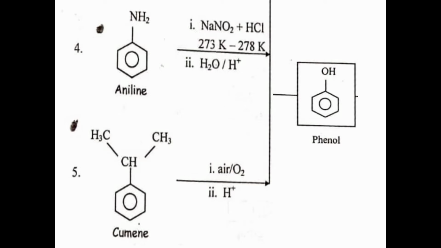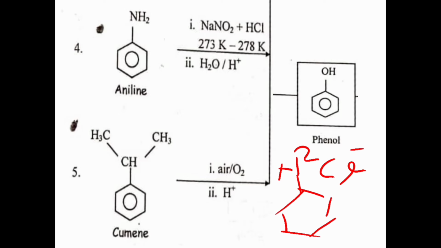Aniline reacts with NaNO2 and HCl at 273 to 278 Kelvin. The product that will form is phenol. In this reaction, aniline with NaNO2 and HCl, the intermediate product will be benzene diazonium chloride, that is benzene with N2 plus and Cl minus. Then it reacts with H2O and H plus, the replacement takes place and phenol will get formed.